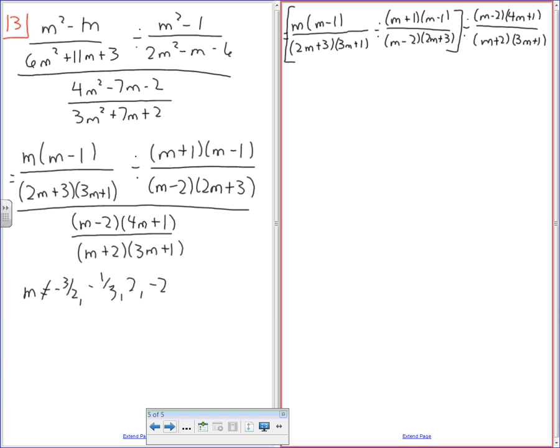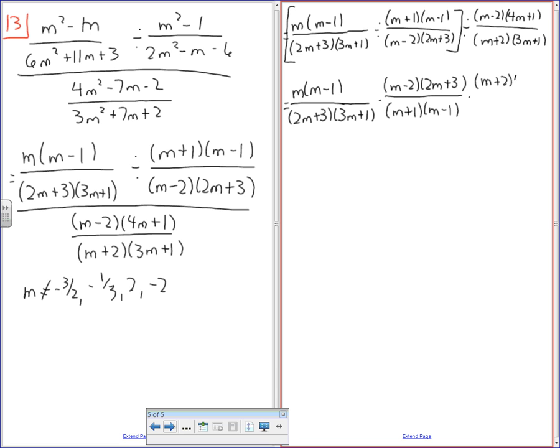So you see we just divided by a second set of fractions. How do you deal with dividing fractions? Invert and multiply, and then we're also going to state restrictions. So everything's going to turn into a times. So it's going to be m times m minus 1 all over 2m plus 3, times m minus 2, 2m plus 3, all over m plus 1, m minus 1, times m plus 2, 3m plus 1, all over m minus 2, 4m plus 1. Sorry if you can't read my printing; I'm trying to fit this all on one page.